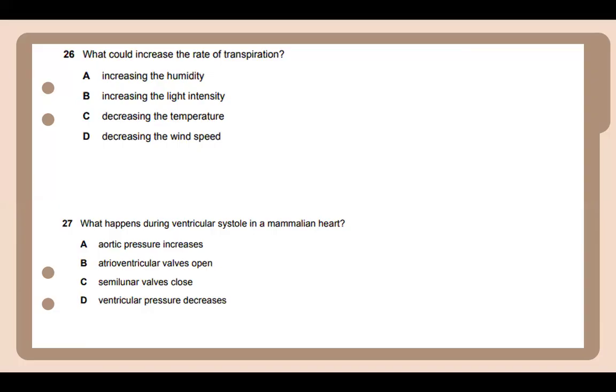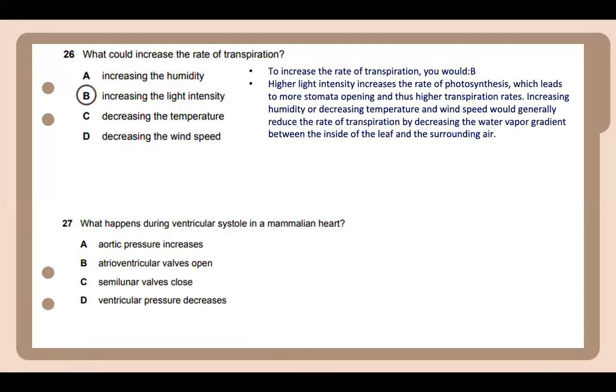What would increase the rate of transpiration? To increase the rate of transpiration, you would increase the light intensity. Higher light intensity increases the rate of photosynthesis, which leads to more stomata opening and thus higher transpiration rates. Increasing humidity or decreasing temperature and wind speed would generally reduce the rate of transpiration by decreasing the water vapor gradient between the inside of the leaf and the surrounding air.